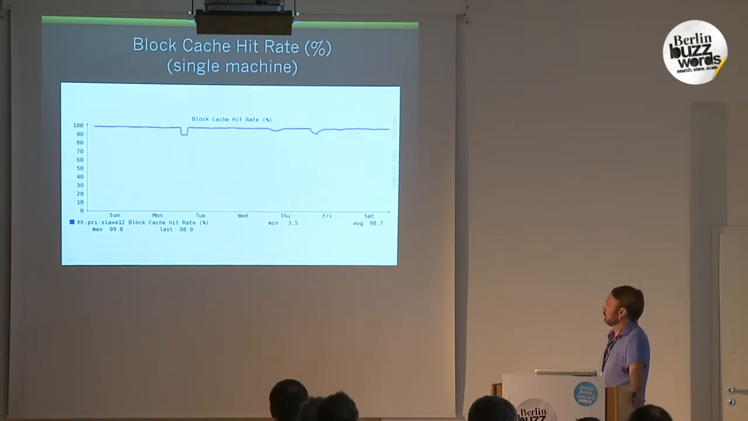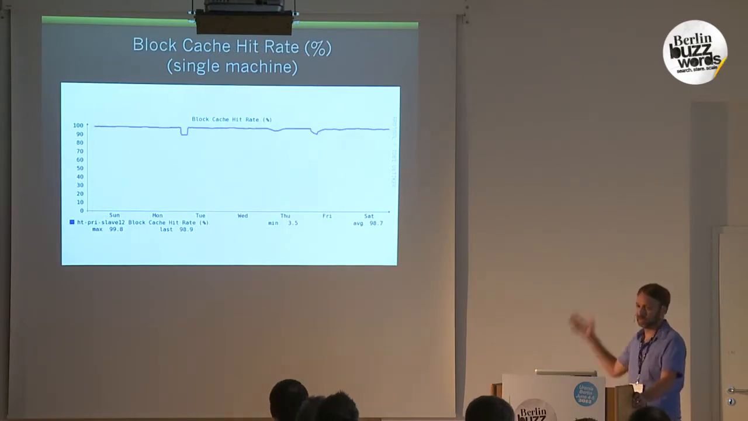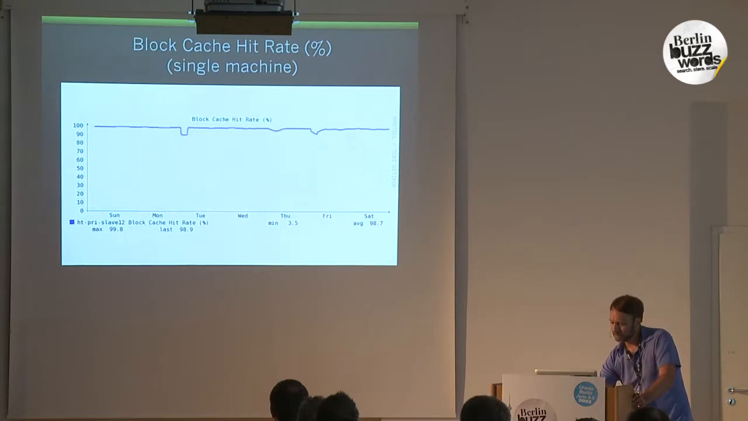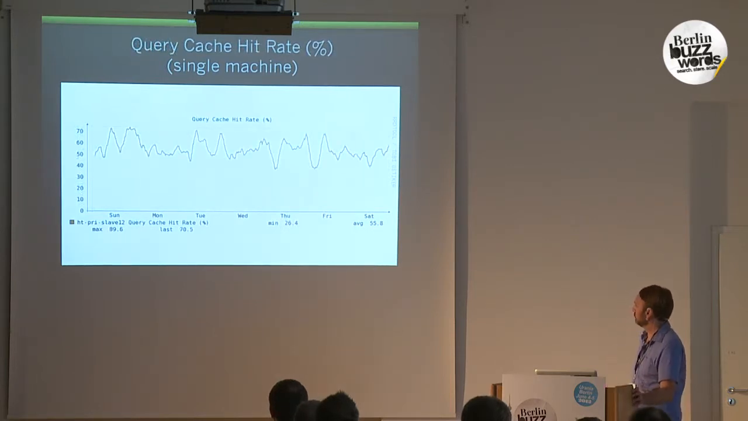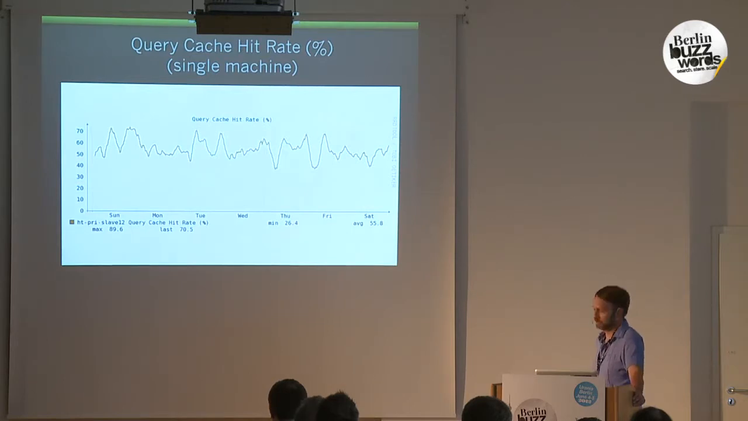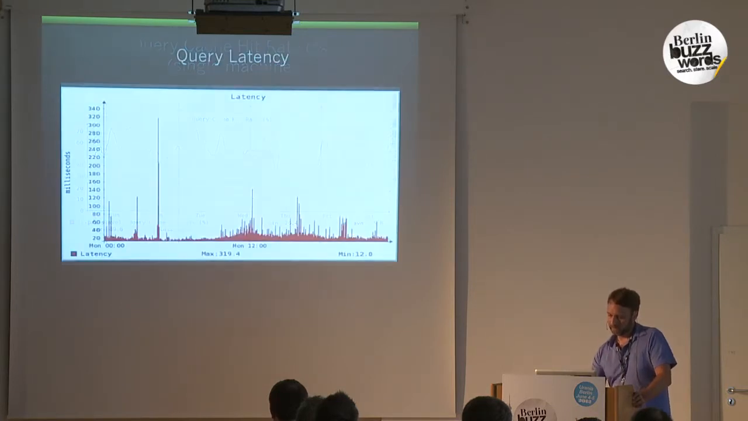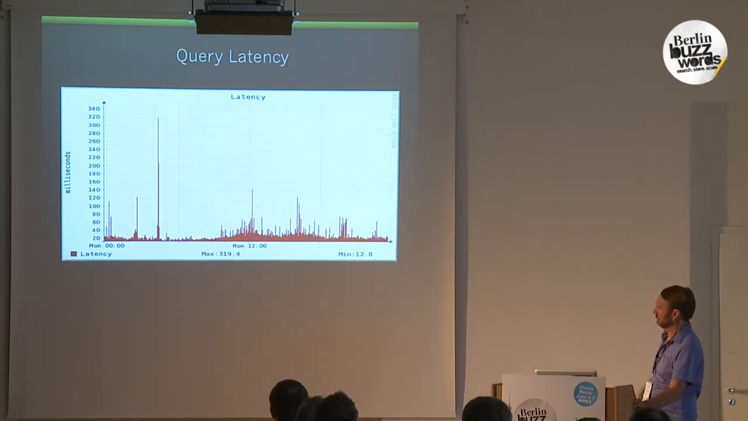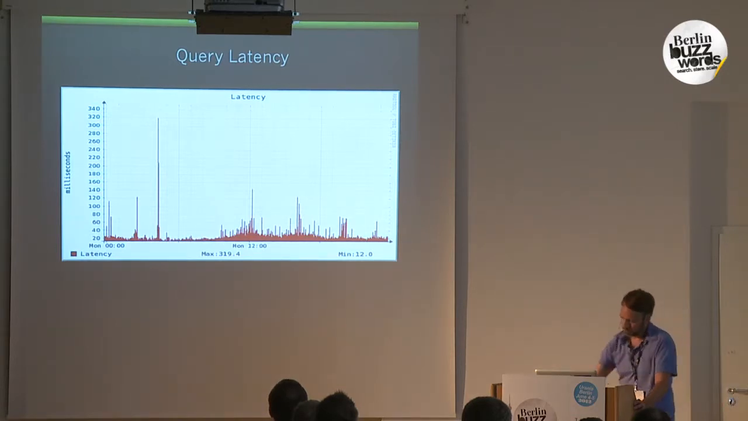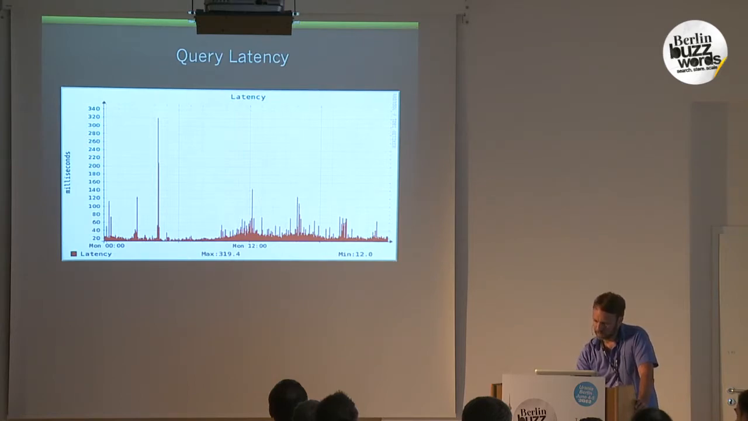Okay, and so this shows the block cache hit rate. As you can see, almost the entire data set fits in memory. And here's the query cache hit rate, which is pretty good. It's up over 50%. Okay, and this is a latency graph that shows average latencies for a one-day period. As you can see, it's pretty good. During the day, it bumps up a little bit.